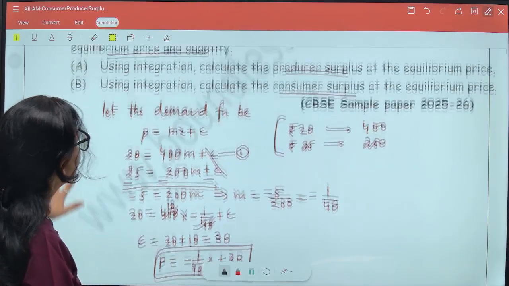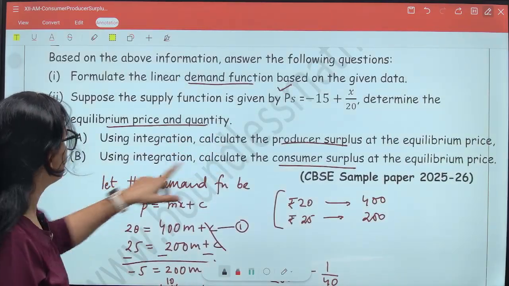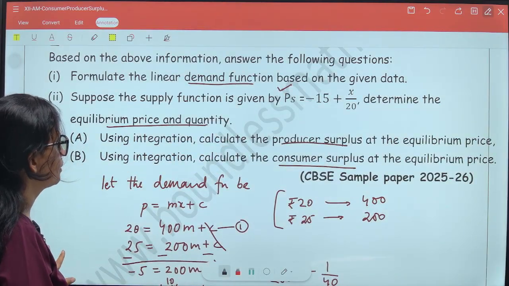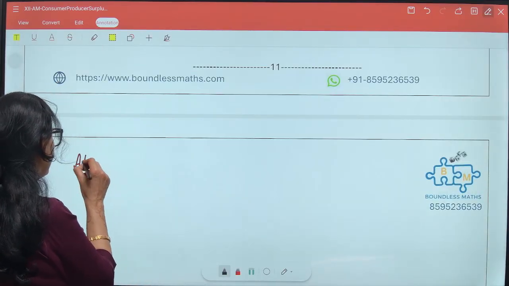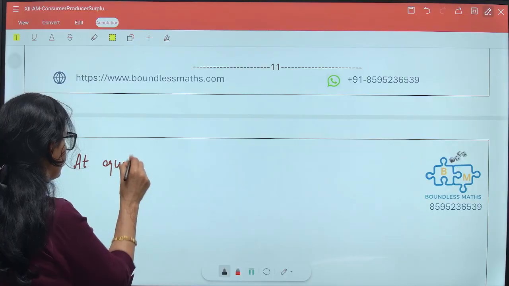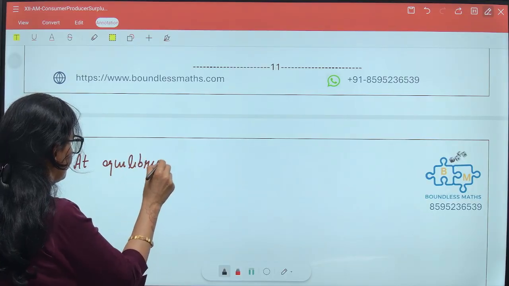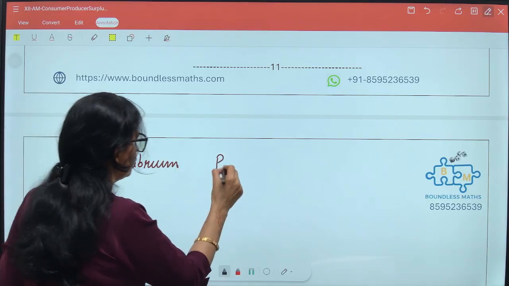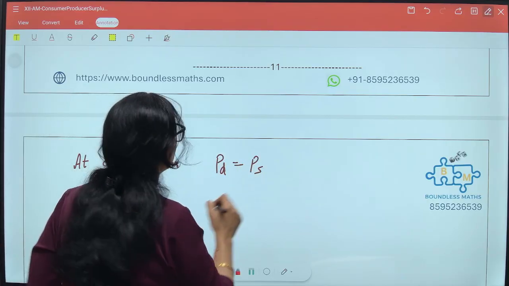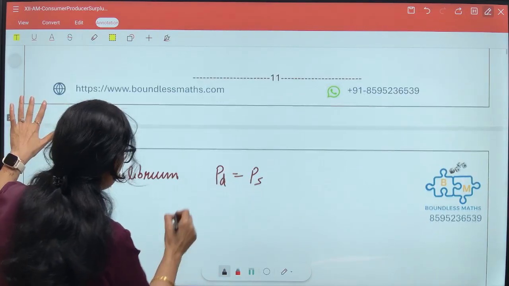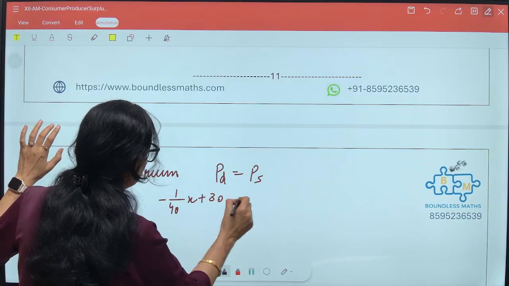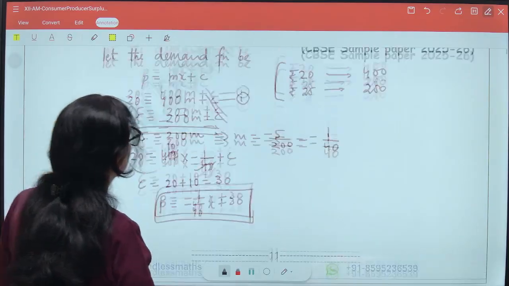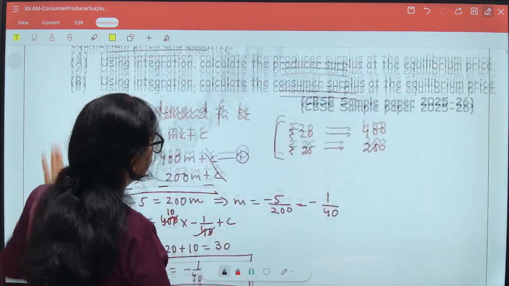Now the question has the supply function given to you and you need to find the equilibrium price and quantity. So you will write at equilibrium the demand function and the supply function are equal. So what is the demand function? Minus 1 by 40x plus 30 is equal to the supply function given to you. What is it? Minus 15 plus x by 20.